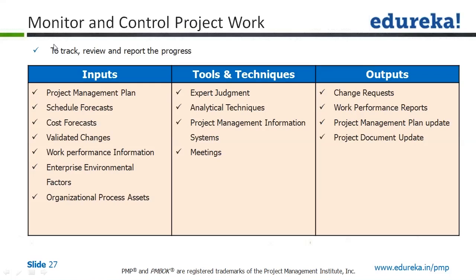Once we go to the tools and techniques, you will see they are more or less the same as what was there for the previous process: expert judgment, project management information systems, meetings, and change requests. The outputs are change requests, work performance reports, project management plan updates, and project document updates. So these are going to be the outputs of monitor and control project work.